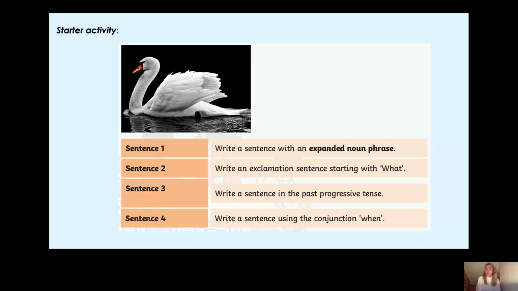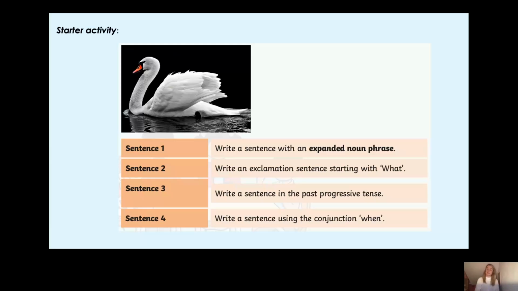Remember, an exclamation sentence can start with what or how, but you need to decide after what do you need a noun phrase or an adjective. In your third sentence, you need to write in the past progressive tense. So can you remember the different parts of the past progressive tense? And then your fourth sentence needs to include the subordinating conjunction when. Okay, so pause the video now, Year 2, and have a go at this activity.